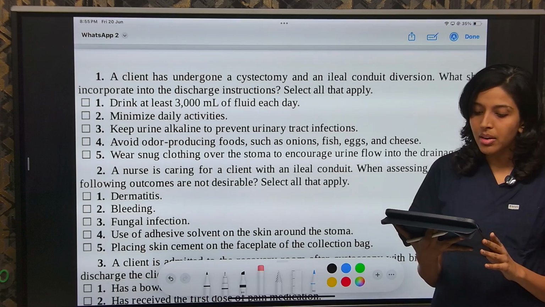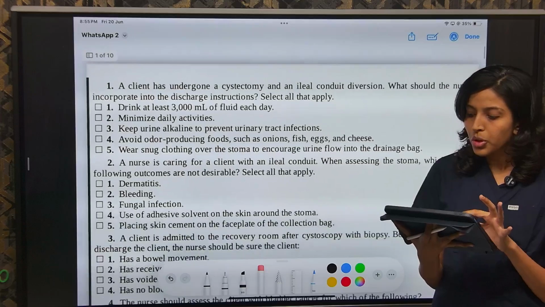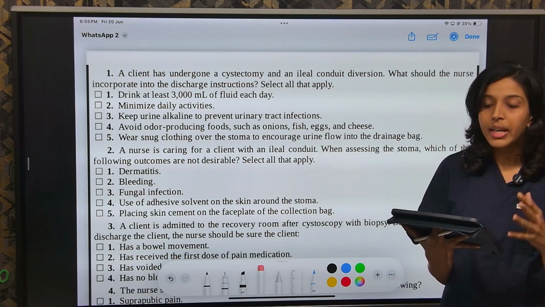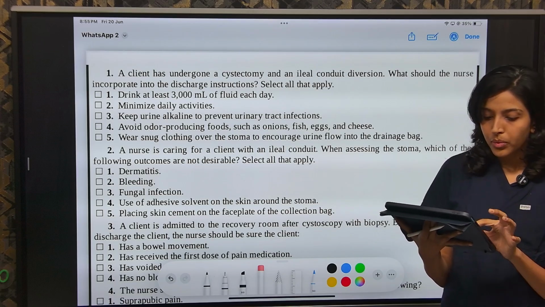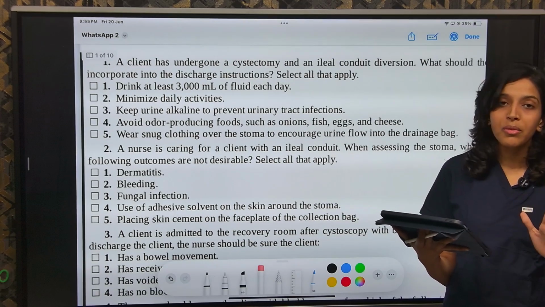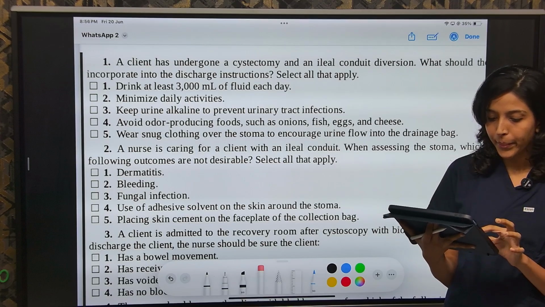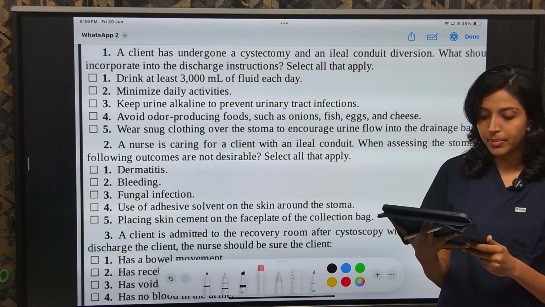A client has undergone a cystectomy and an ileal conduit diversion. What should the nurse incorporate into the discharge instructions? It's a SATA question. Select all that apply. So what do you think? You have just 5 seconds to answer these questions. Okay, just think what the answer will be.